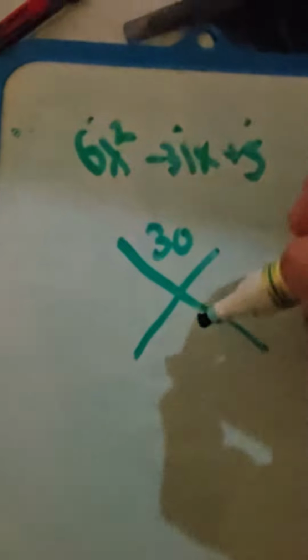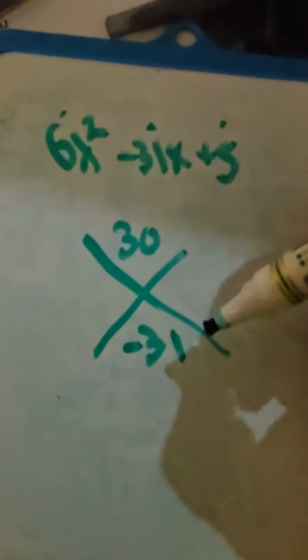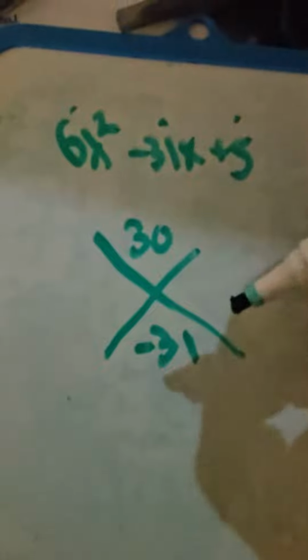The top spot, you take the multiplication of the first two terms. So 6 times 5 is 30. The bottom spot, you take this one. So it's negative 31. And you might be able to see you want two numbers to multiply to the top and add to the bottom.